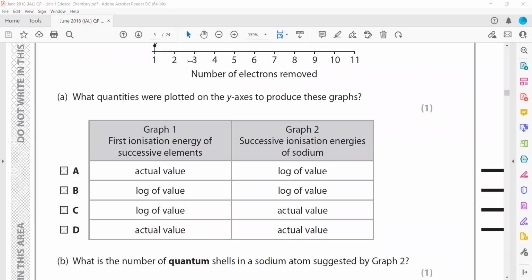So A should be the right answer. When we are talking about a period, because the values are comparable, we can plot them on the same scale. But for the same element, the first, second, third, fourth ionization energies vary too much. That's why we took a log scale, the log of the value, to reduce the scale size.